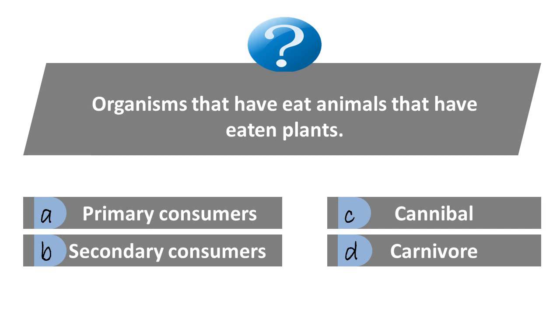Again, organisms that eat animals that have eaten plants. A. Primary consumers. B. Secondary consumers. C. Cannibal. D. Carnivore.